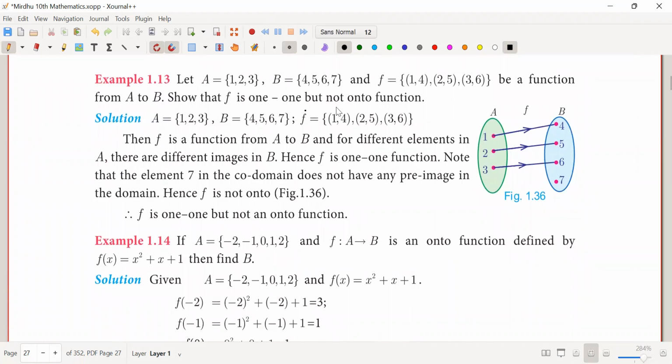Show that f is 1 to 1, but not onto. Yes, f is 1 to 1. After drawing the arrow diagram, we can see that it is 1 to 1. The codomain is 4, 5, 6, 7, but the range is 4, 5, 6 only. So the range is not equal to the codomain. Hence, it is not an onto function.